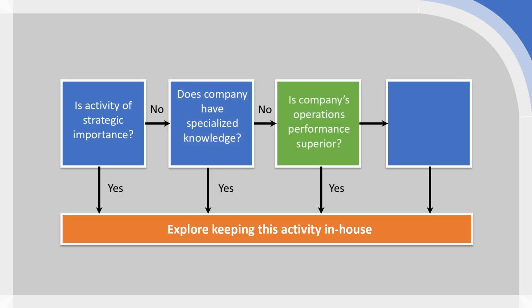Now, the third question we would want to ask is, is your organization's operations performance superior in some way, shape, or form? So do you have a competitive advantage from your performance in this activity or this business function? This is relatively self-explanatory. If your performance in a particular activity or business function or operation is superior to some or most of your competitors, then by outsourcing you would be losing that performance advantage and therefore that competitive advantage. Now, not only that, but we also need to ask the fourth question: is it likely that you would be able to improve your performance significantly?